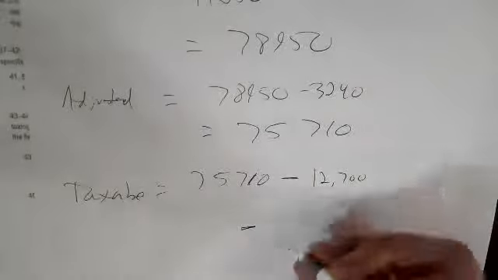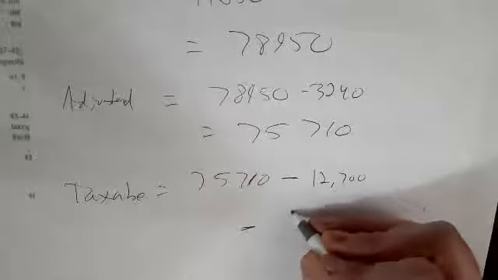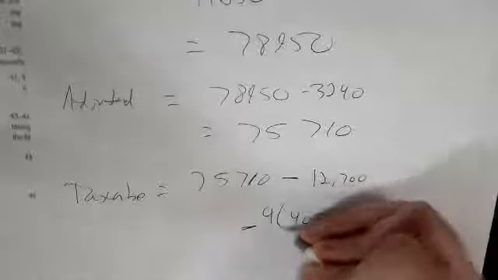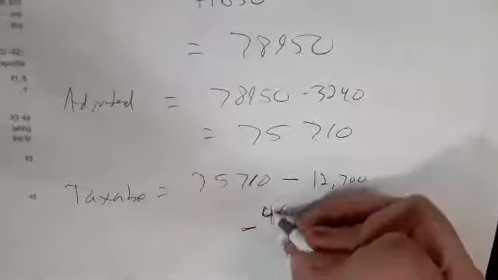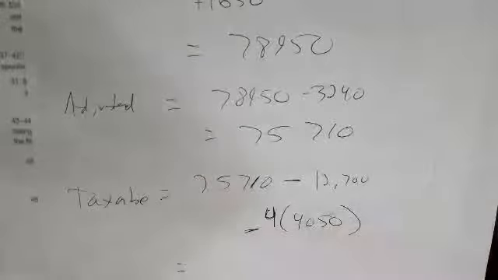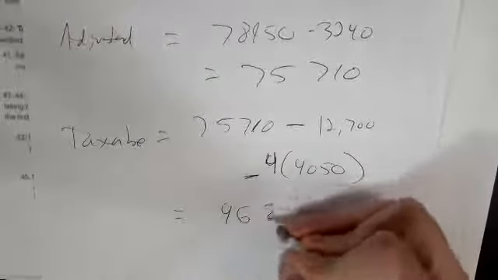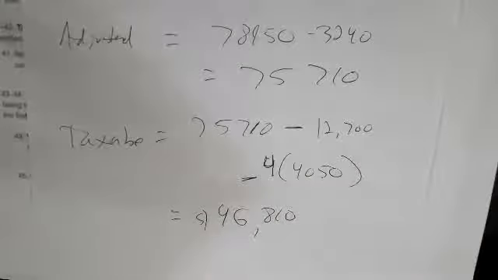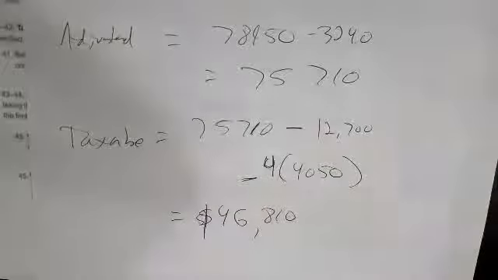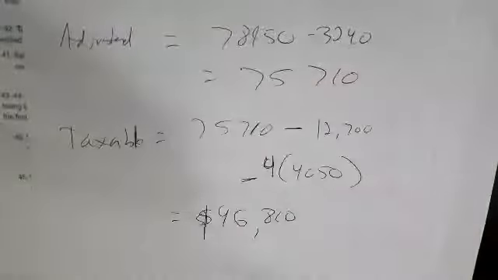They have the 2 kids, right? So 4 total, right? We're doing this 4 times. We're subtracting this at 4 different times. So 75,710, and I'm going to subtract 12,700. I'm going to subtract 4 times 4,050, or you can subtract 4,050 4 different times if you really wanted to. 46,810, I think, is what I'm getting on this. All right, so that is that one. Taxable. I'm dropping off letters here.